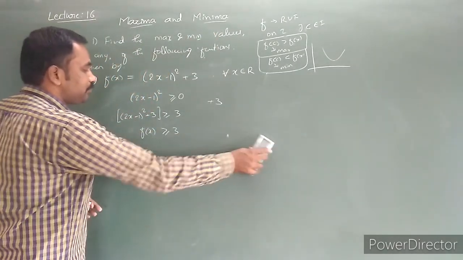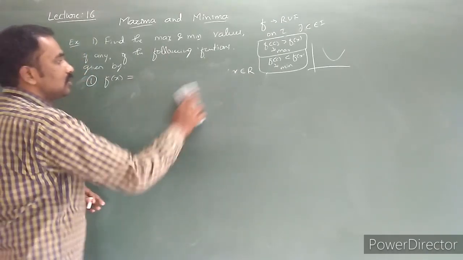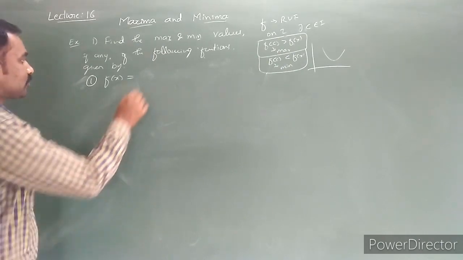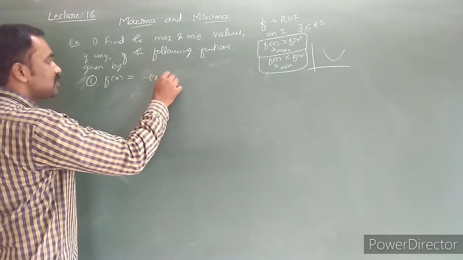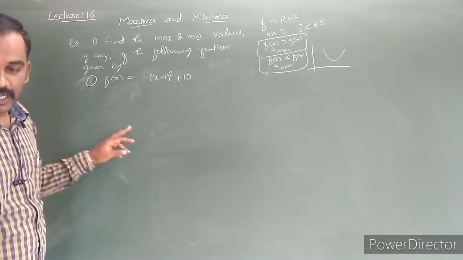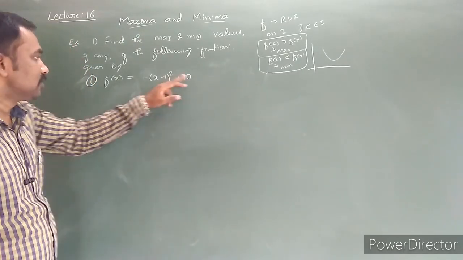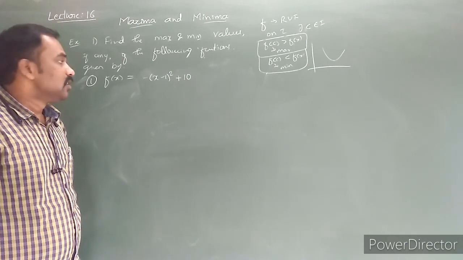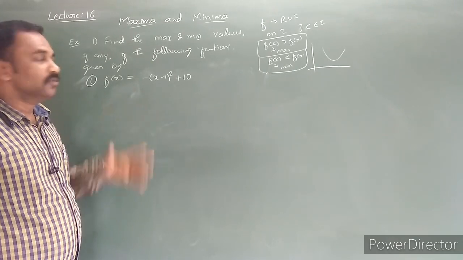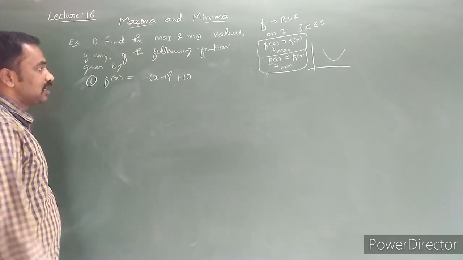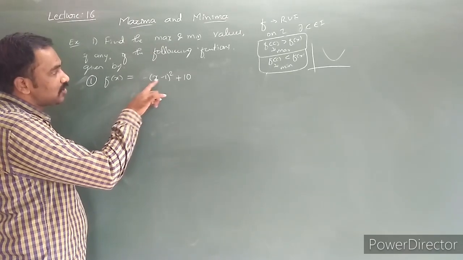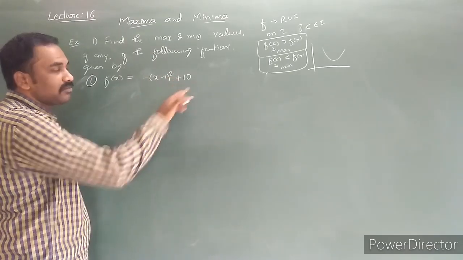Next example. f of x is equal to minus (x minus 1) whole square plus 10. Once again, we need to find the maximum or minimum value if it exists. Here the function value is minus (x minus 1) whole square plus 10. This minus is outside the square.